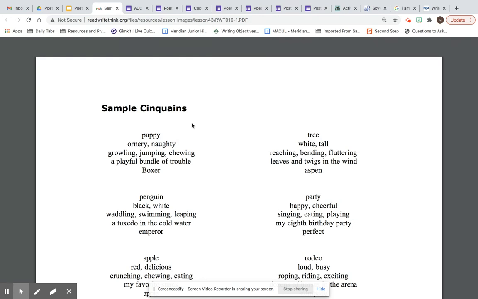And I do want you to be thinking about, when you write a cinquain poem, what is something about you that you can use to express yourself by using a cinquain? Maybe something you're interested in. For example, if you like penguins, sure, write about penguins. If you like tacos, write about tacos, okay?